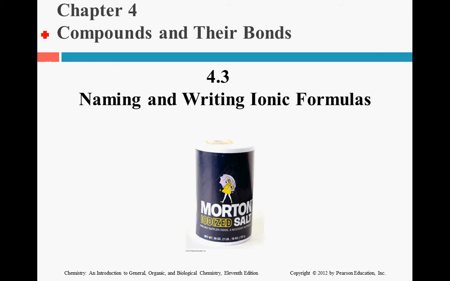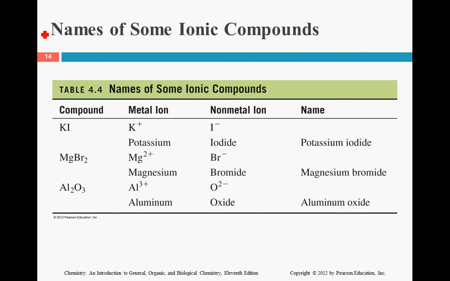We are going to continue with the naming and writing of ionic formulas now. Here are just a couple examples of what ionic formulas are. Notice they all begin with a metal. And how you know that is, if you look on the periodic table, potassium is here, magnesium is here, aluminum is here. They are all on the left of that squiggly line. That tells you immediately that's going to be an ionic compound and you want to follow these rules.